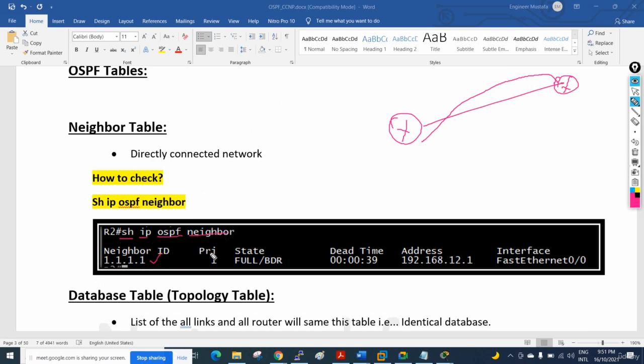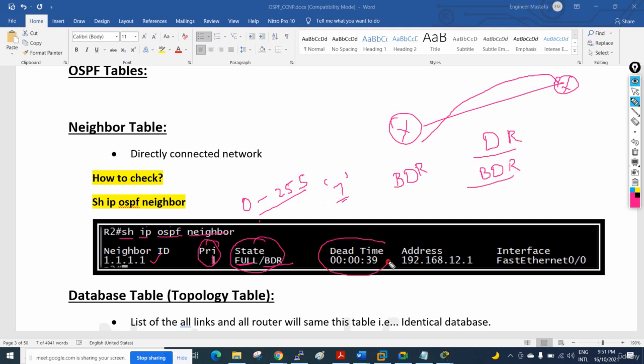We have the neighbor ID, we have the priority. By default the priority is 1. We can tune this from 0 to 255. We are going to check this again later. And this is the state. State is full. We have 7 states. We will discuss later what is state 1, state 2, all that, and packets also. Now just remember, here it is showing state as full and BDR, backup designated router. We have DR and BDR. What is DR, what is BDR? No need to worry, we are going to discuss that separately. I am just showing you what we get in the neighbor table.